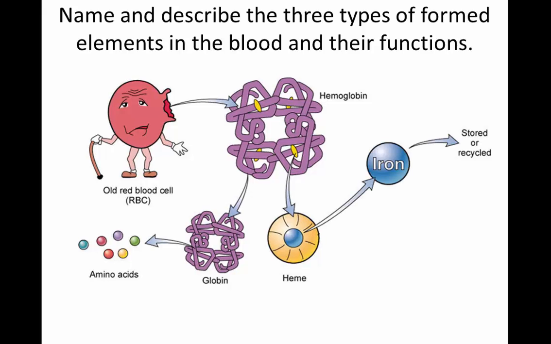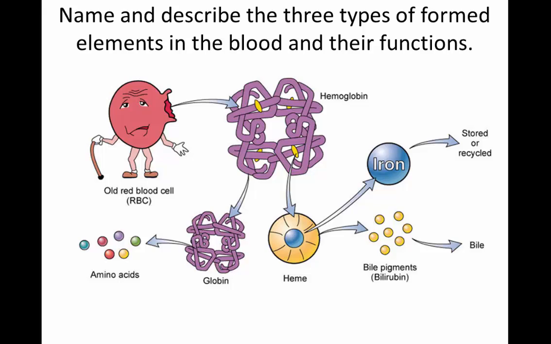The heme group can be broken down such that the iron becomes stored within the liver. And in that way, it can then be recycled as our red bone marrow makes more red blood cells. The iron can move to the red bone marrow, and we can reuse that iron in new red blood cells.